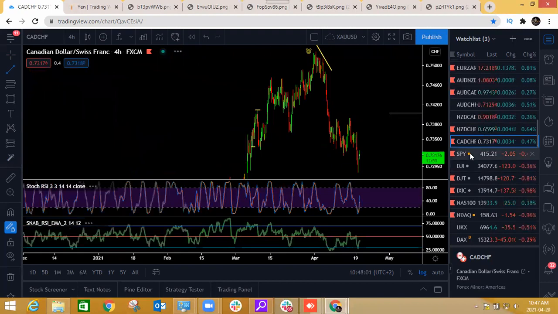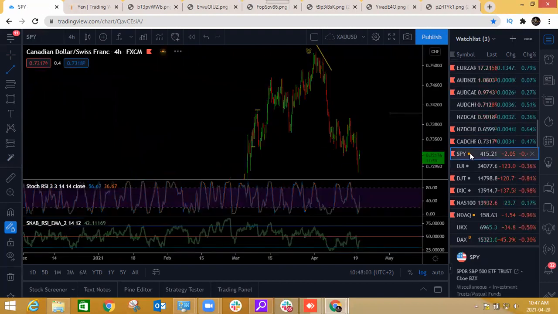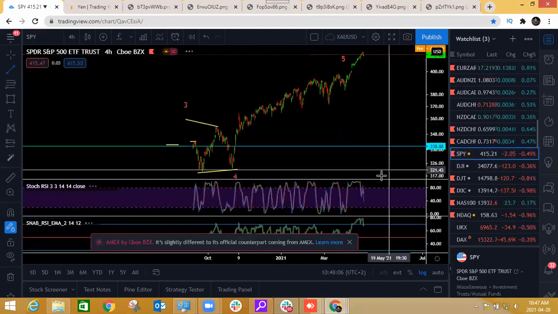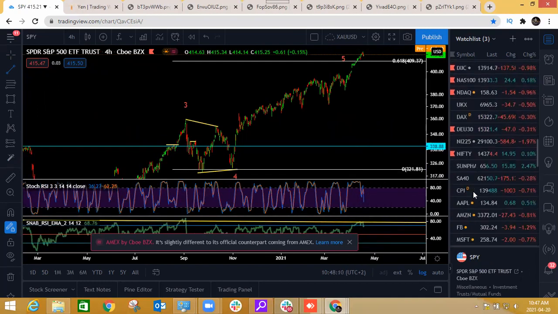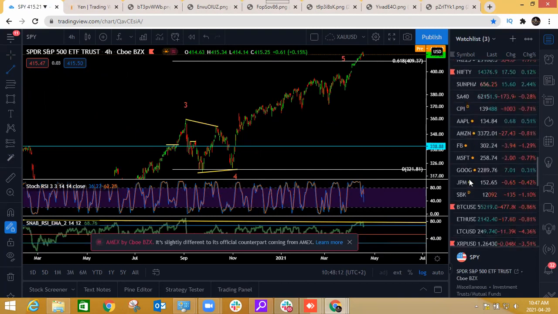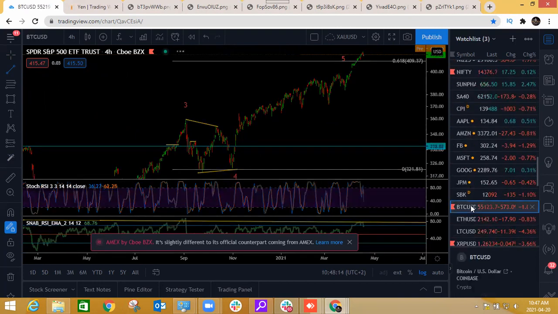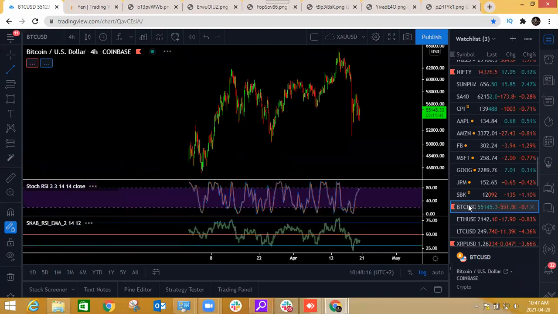Nothing on CAD Chief either. Have the indices reached the end of the moves? Not yet. So we'll skip through the indices as well. Bitcoin. Let's go to the cryptocurrencies.